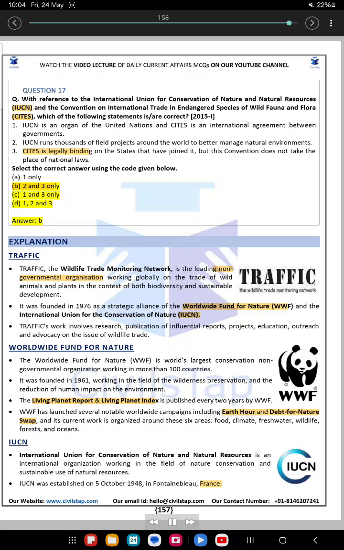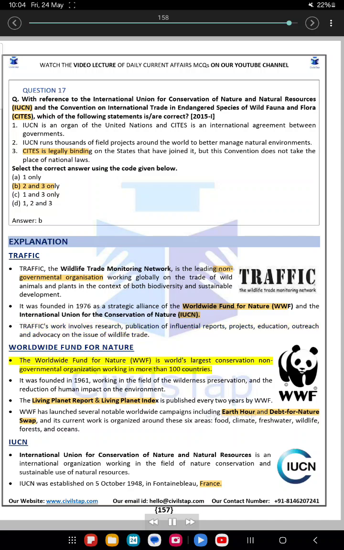Answer D. Explanation. TRAFFIC. TRAFFIC, the Wildlife Trade Monitoring Network, is the leading non-governmental organization working globally on the trade of wild animals and plants in the context of both biodiversity and sustainable development. It was founded in 1976 as a strategic alliance of the Worldwide Fund for Nature, WWF, and the International Union for the Conservation of Nature, IUCN. TRAFFIC's work involves research, publication of influential reports, projects, education, outreach and advocacy on the issue of wildlife trade.